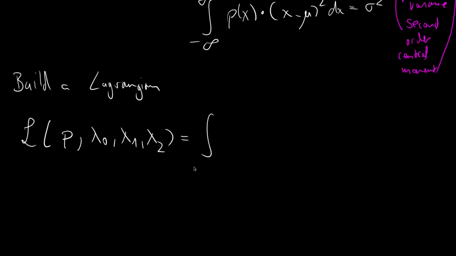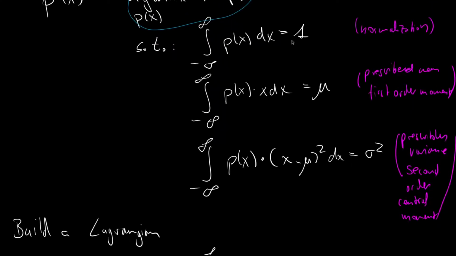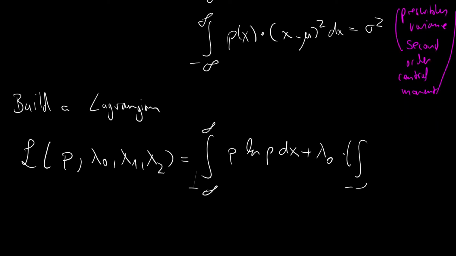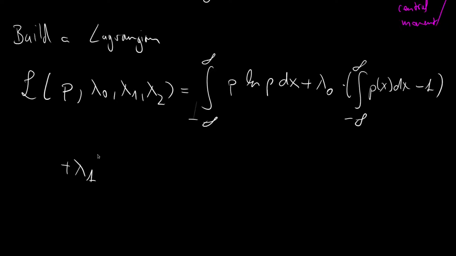We have the integral from minus infinity to plus infinity over p ln p dx plus lambda 0 times the first constraint rearranged for 0, and we will just bring the 1 on the other side by minus 1, and then we are getting, opening brackets, integral from minus infinity to plus infinity over p of x dx minus 1, then plus the next constraint rearranged for 0, which will be lambda 1 times the integration from minus infinity to plus infinity over p of x times x dx minus mu.